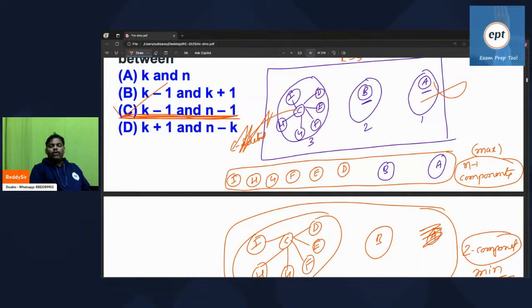Yeah, Srishti, do you have a doubt? This is a very tricky question. Aditya said minimum k minus 1, maximum n minus 1. Exactly. Let me know if anyone has any objection. Anyone?